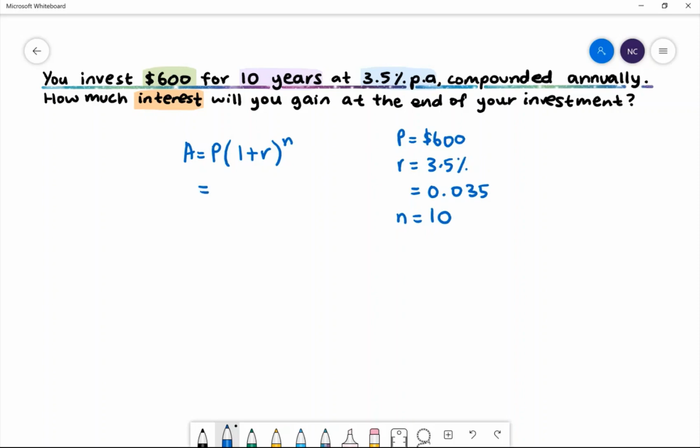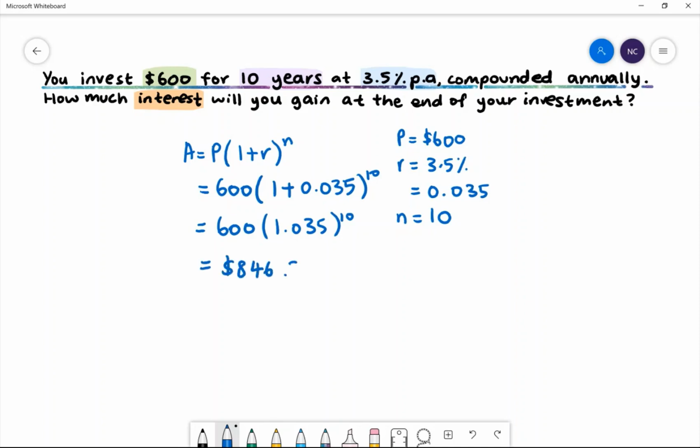Let's substitute that into our equation. We will have $600 multiplied by 1 plus 0.035 to the power of 10. This will give $600 multiplied by 1.035 to the power of 10. We will then get $846.36.